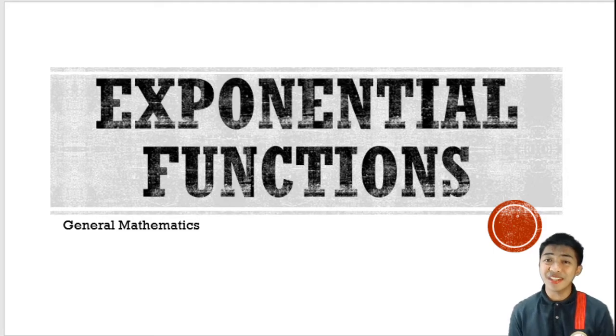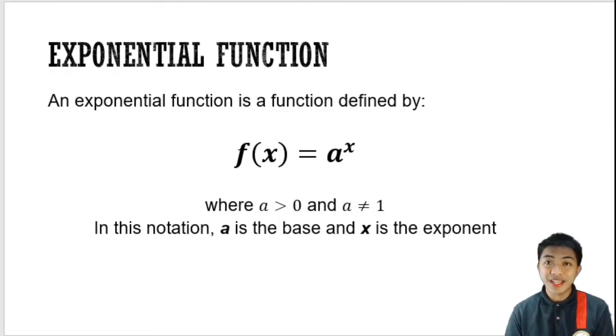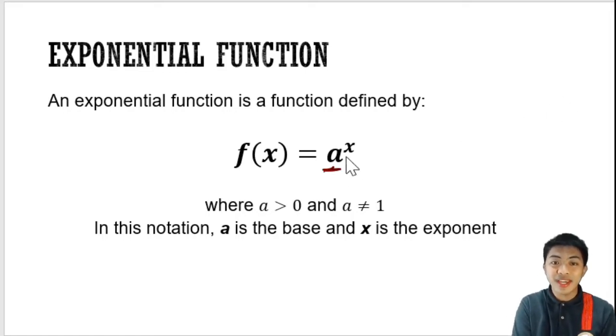Of course, a new video, a new type of function, and this is the exponential function. So an exponential function is a function defined by f of x is equal to a raised to x. Of course, this is the base, this is the exponent. In an exponential function, there is an unknown variable in the exponent. There is also a restriction in an exponential function. That is, the base should be greater than 0.